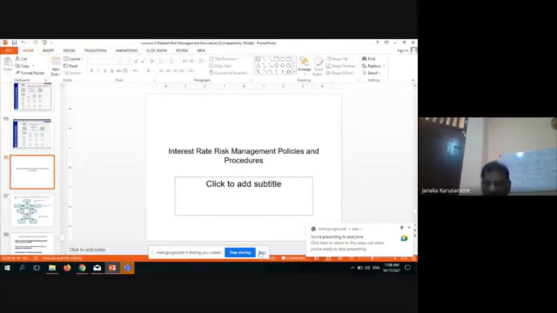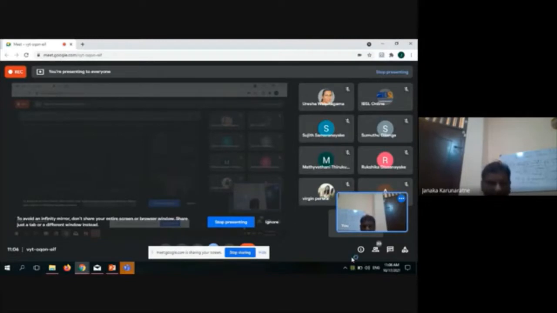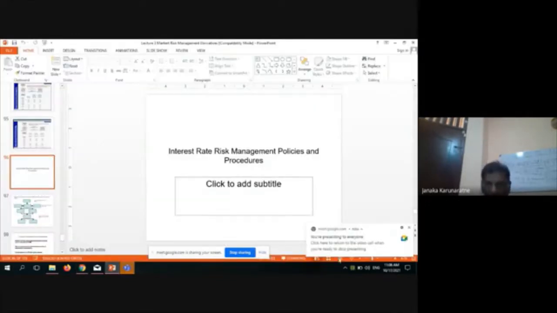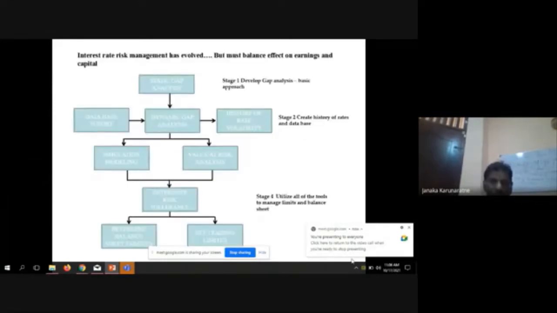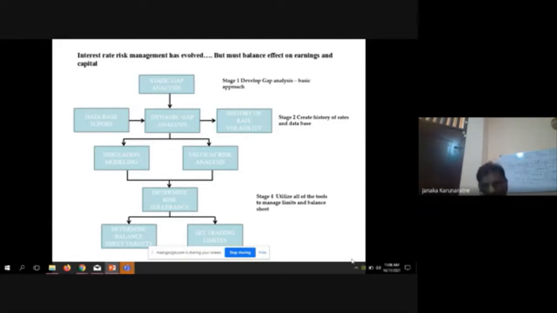Okay, so let's move on to risk management policies and procedures. Basically, if you look at interest rate risk management, the two major objectives are to hedge against the equity impact and the interest rate impact on the earnings. We must balance the effect on earnings and capital, but we can't simultaneously control both. So the bank needs to identify which is more important in terms of impact.